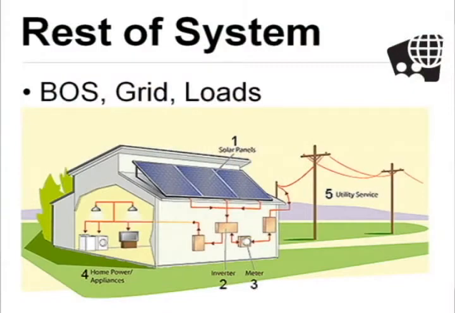Okay? So thank your country and thank your city for creating the grid so you can have electricity. Then there's the BOS. The BOS means balance of system. It's really just the other things of a solar array, solar system: the wires, the metal poles that hold it up, and the connector pieces. We just call that the balance of system.